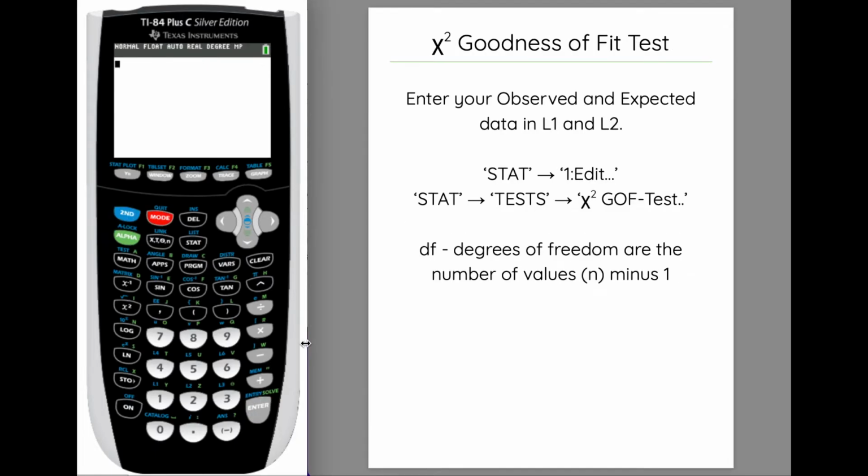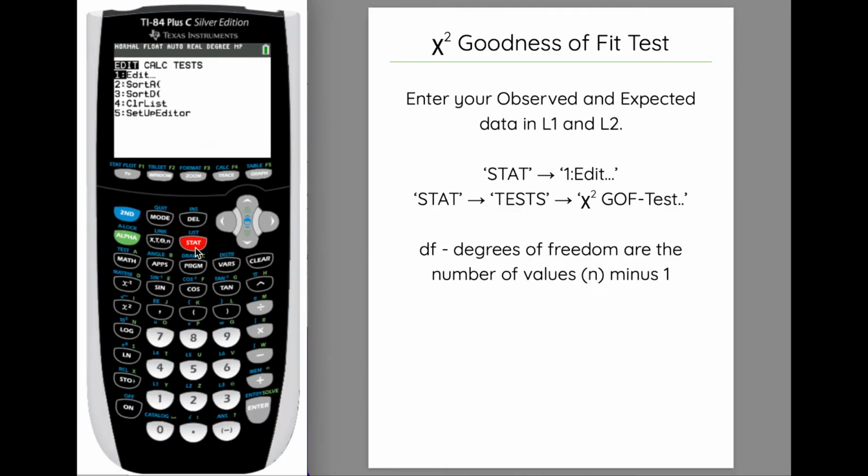So the second kind of chi-squared test is the goodness of fit test. And this is where you have some sort of observed value and then you have some sort of expected value, whether it's uniformly distributed or normally distributed or something like that. So the way we deal with this is we go stat, edit, and then in L1 you put all your observed values, and then in L2 you put all the expected values.